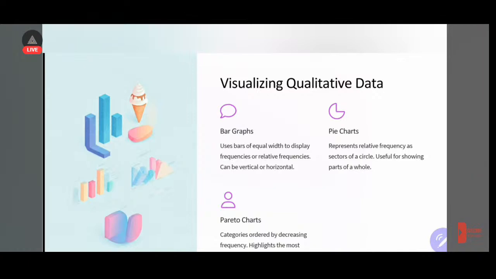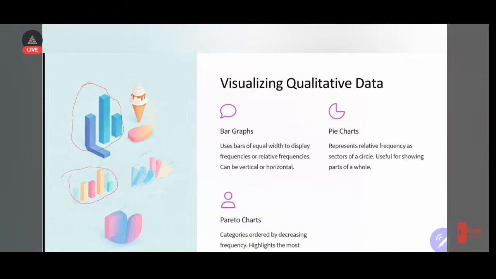In bar graphs, a bar graph looks like this. Okay, we use bars of equal width to display frequency or relative frequency. And this can be vertical or horizontal. So this is what a bar graph looks like.